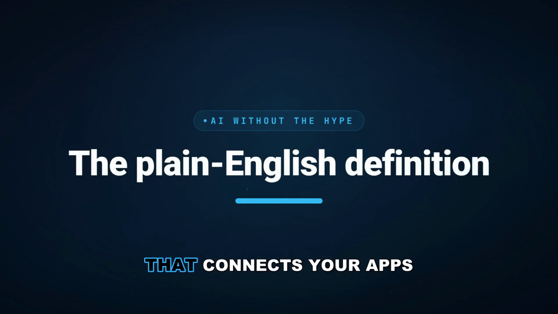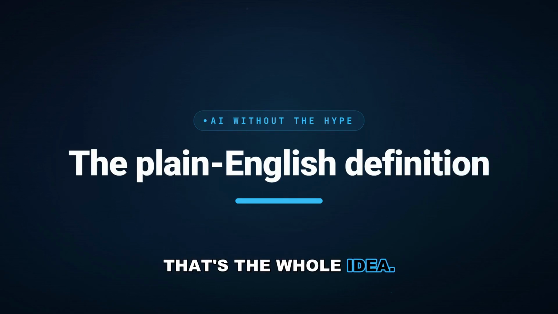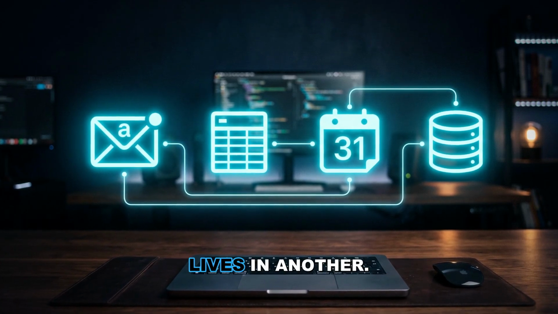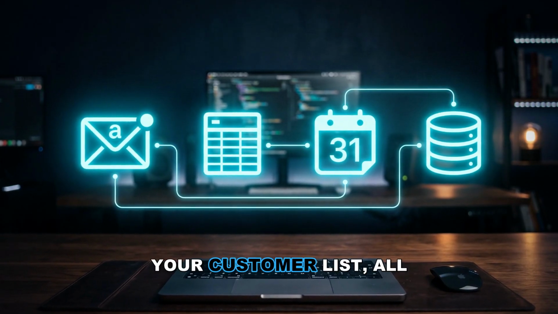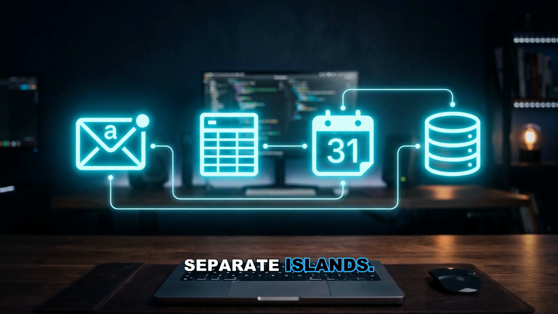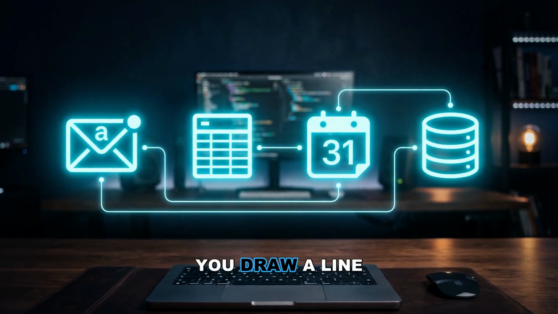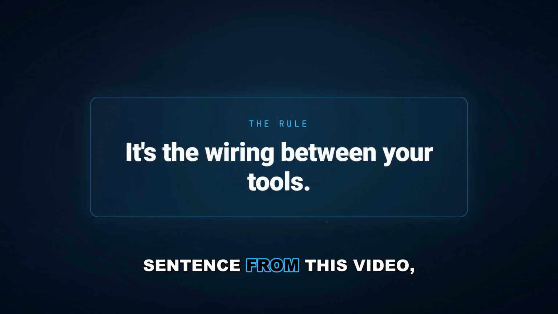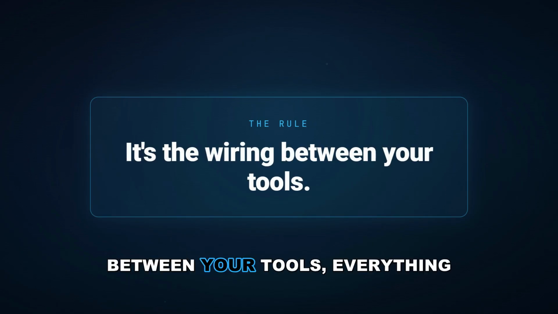n8n is a tool that connects your apps and makes them do things automatically. That's it. That's the whole idea. Your email lives in one place. Your spreadsheet lives in another. Your invoices, your calendar, your customer list, all separate islands. n8n is the bridge between them. You draw a line from one to the other and say what should travel across it. If you remember one sentence from this video, make it that one. n8n is the wiring between your tools.